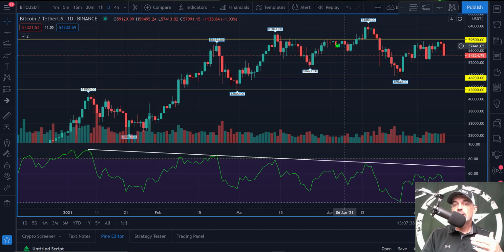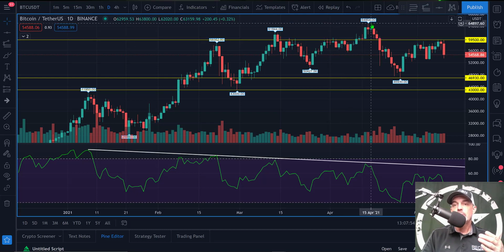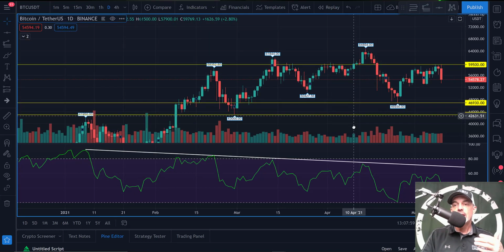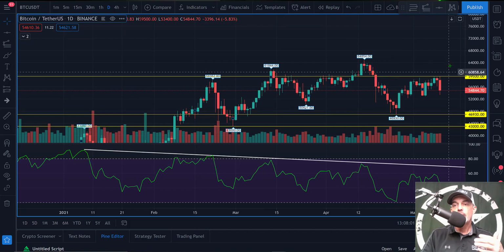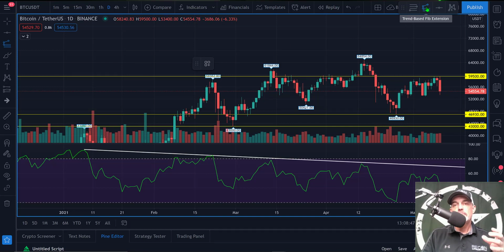Now on the flip side, the more often we hit this 59.5 level, the more probability of us breaching that level. As you can see, it did take a while for the buyers to breach that level previously and run up to an all-time new high. So let's take a look at where we might head if the buyers are able to step up and breach this 59.5 level. And we can accomplish that by utilizing a trend-based fib extension tool on TradingView.